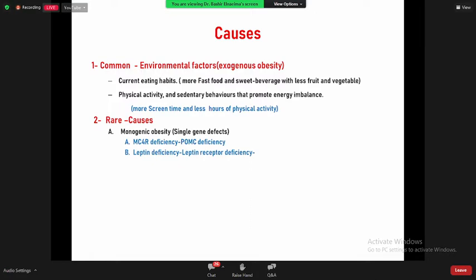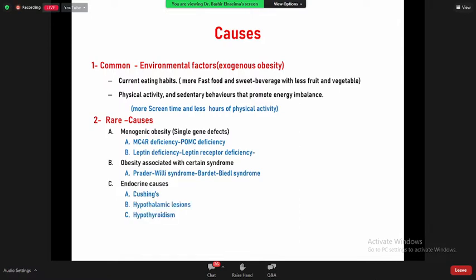This is a single gene defect, namely MC4 receptor deficiency, POMC deficiency, leptin deficiency, leptin receptor deficiency, or obesity associated with certain syndromes like Prader-Willi syndrome, Bardet-Biedl syndrome, and endocrine causes, Cushing, hypothalamic lesions. Again, this is all a rare cause, but as endocrinologists, we commonly see children in our clinic who are obese, and people think most likely it is an endocrine issue, but really it is rare. But you have to know what other causes there are rather than exogenous obesity. You have to think of it.